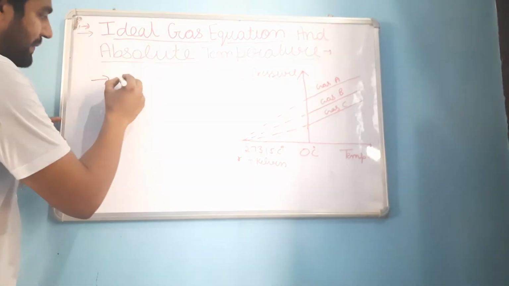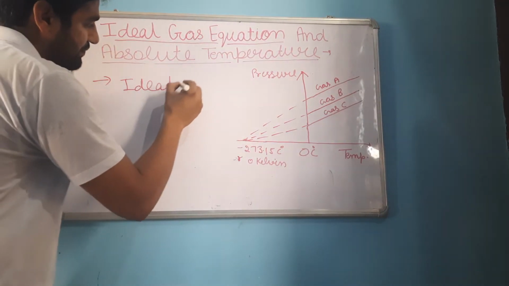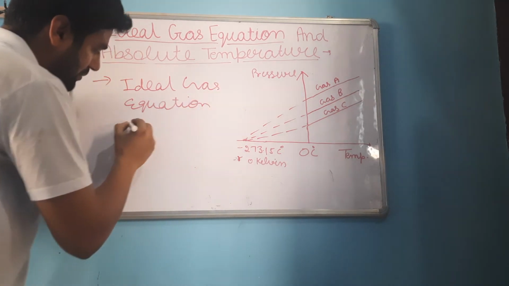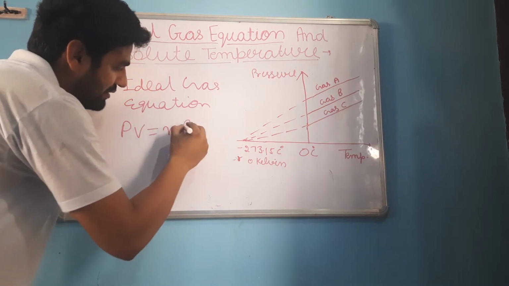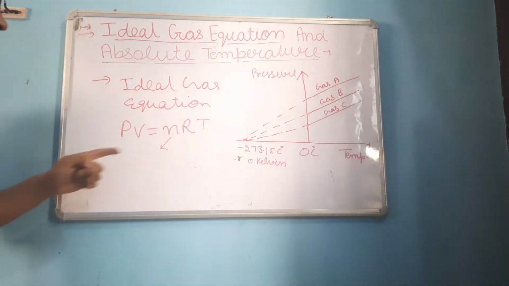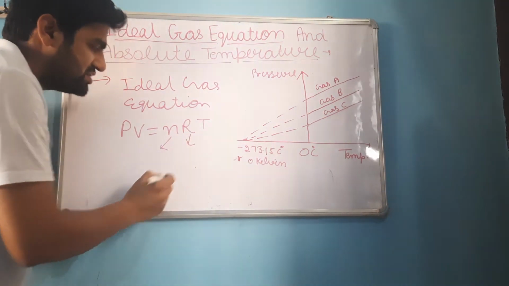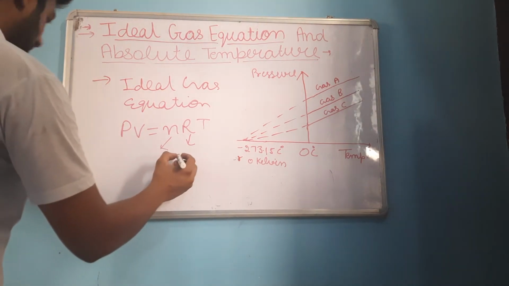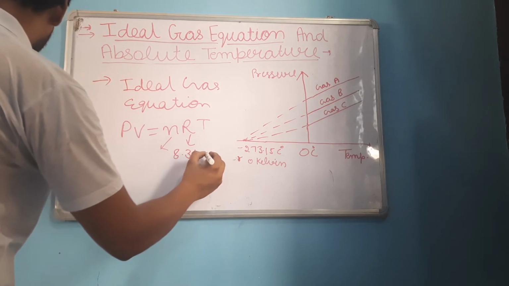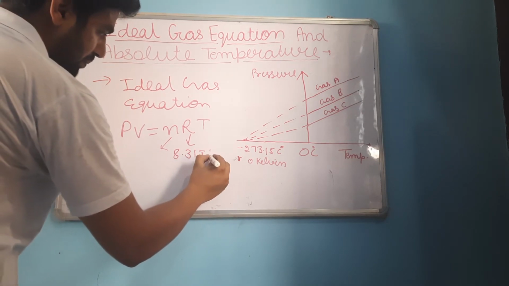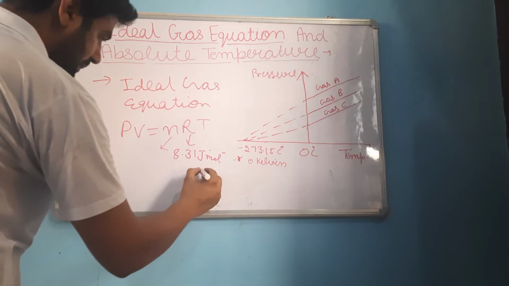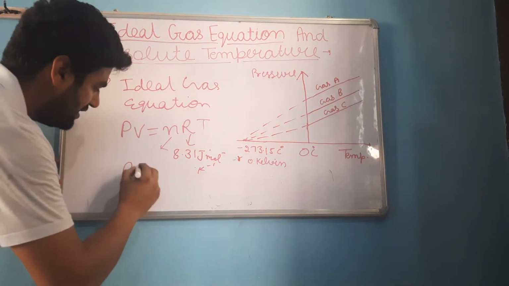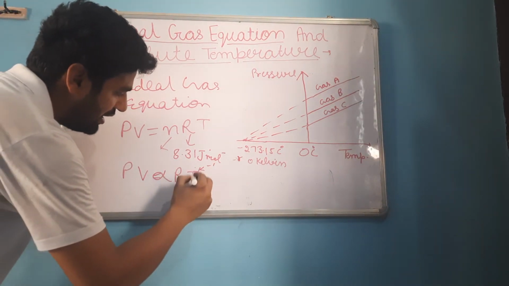So we know that the ideal gas equation is PV equals nRT, where n is the number of moles and R is the universal gas constant, whose value is 8.31 joule per mole per Kelvin. So from here, P is directly proportional to T.